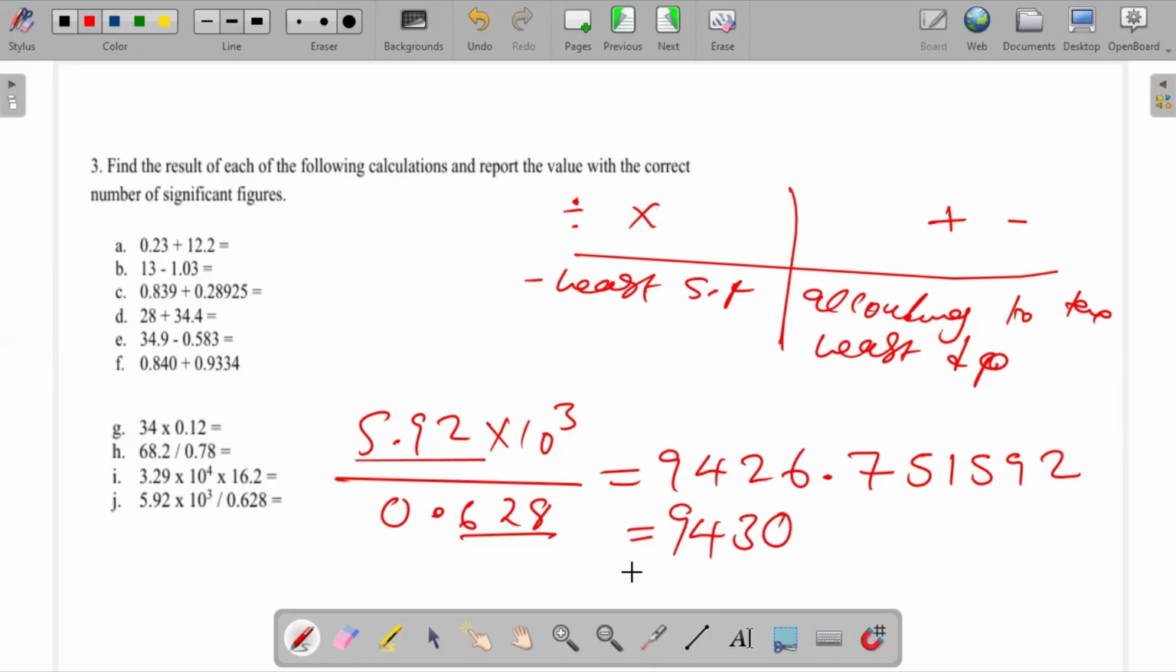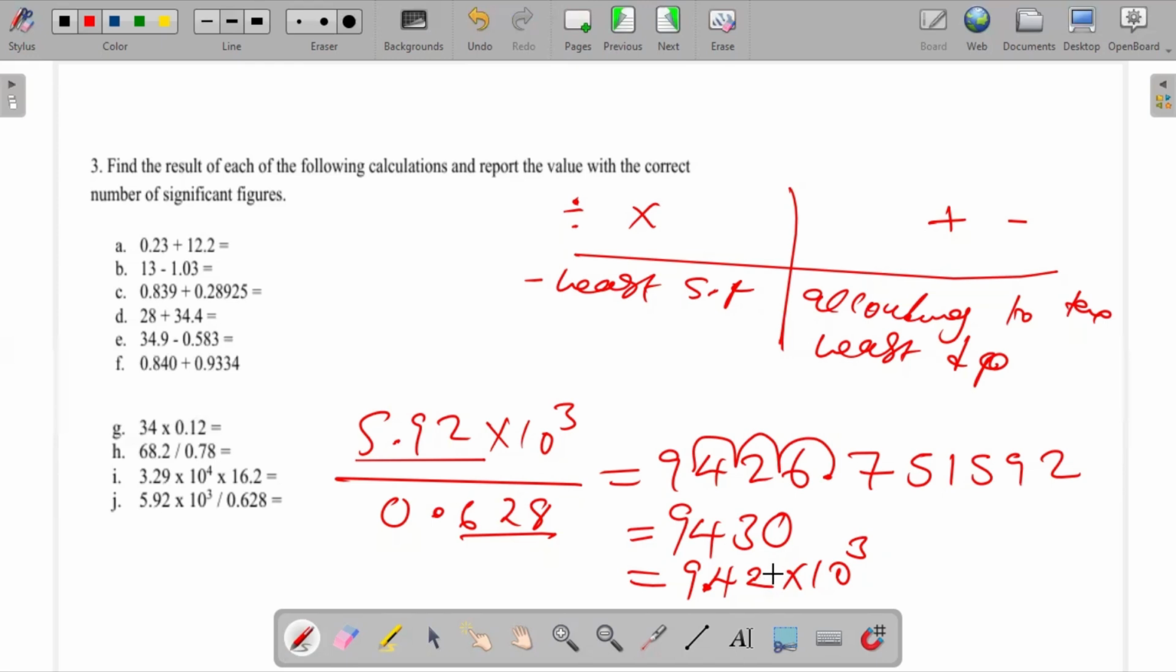Now we can also use scientific notation, right? We are moving the point 1, 2, 3, isn't it? So we can have 9.42 times 10 to the power 3. Like that, isn't it?